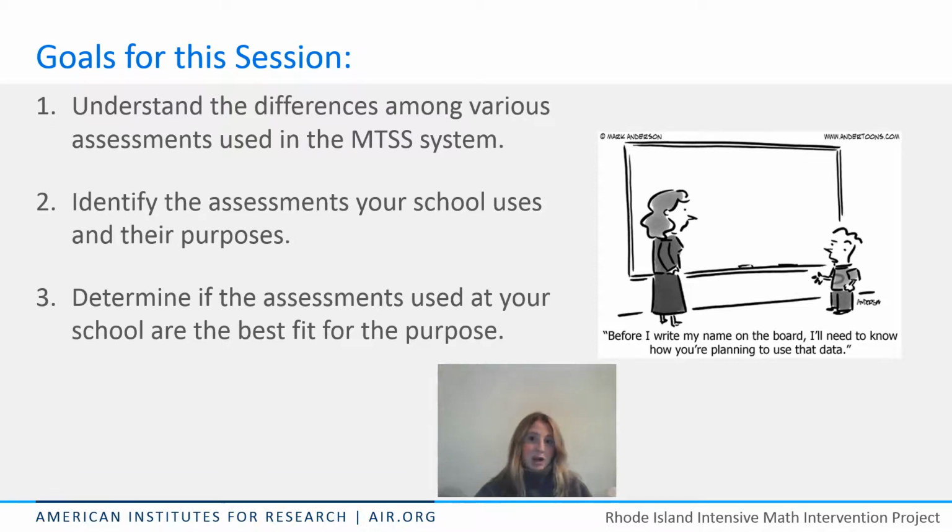At the end of this module, there'll be a coaching activity that can be found in the implementation resource folder that you can use as an assessment inventory to determine if the assessments being used are the best fit. It's called the who, what, when, where, why, and how of assessments, which is the assessment inventory. And it's a great follow-up activity that can be guided by a facilitation lead.